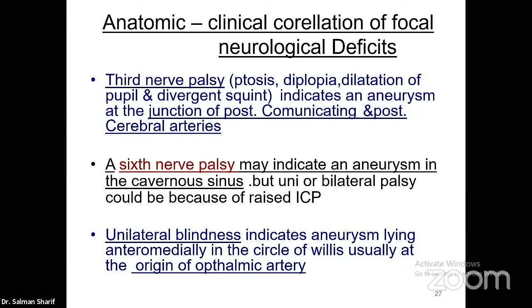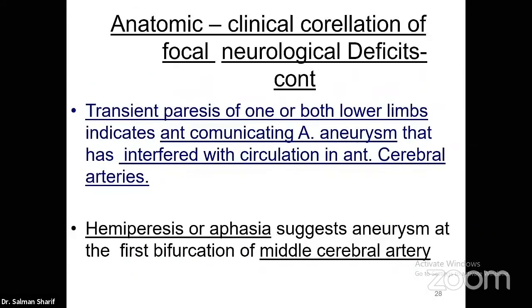Sixth nerve palsy may indicate an aneurysm in the cavernous sinus, but unilateral or bilateral palsy could also be because of raised ICP. Unilateral blindness indicates an aneurysm lying intermedially in the circle of Willis, usually at the origin of the ophthalmic artery. Transient paresis of one or both lower limbs indicates an anterior communicating artery aneurysm that has interfered with the circulation of the anterior cerebral arteries. Hemiparesis or aphasia is suggestive of an aneurysm at the first bifurcation of the middle cerebral artery.